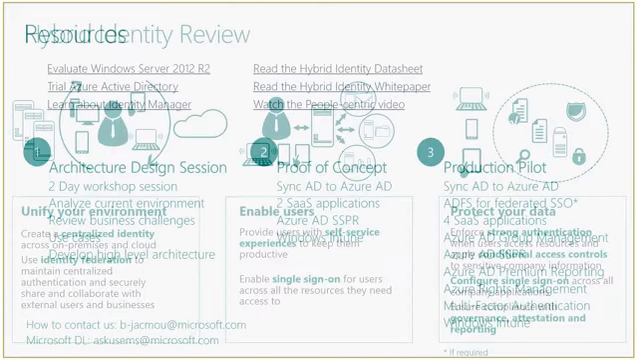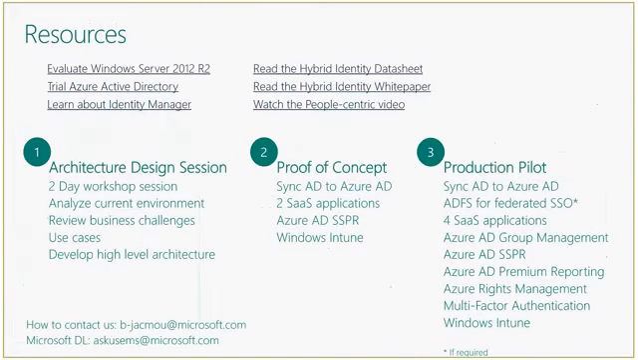There are a lot of resources available, and I'll hand back to Marvin in a moment to talk about the bottom half, but we really want to see evaluations of 2012 R2 Windows Server. You can go sign up for Azure Active Directory. You can learn about Identity Manager. I'm going to be releasing, next week, actually the week after, on the 15th of April, a new hybrid identity website. There is a new hybrid identity datasheet, a new hybrid identity white paper.